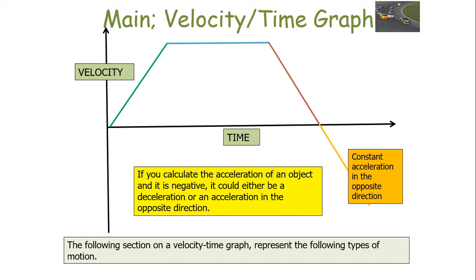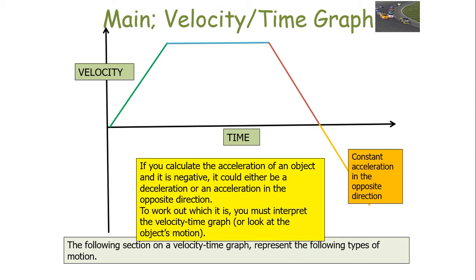Now if you calculate the acceleration of an object and it's negative, you aren't actually sure unless you are observing the object or you have seen the velocity time graph to see whether it's deceleration or acceleration in the opposite direction. So to work out which one it is, you've got to actually interpret the velocity time graph.